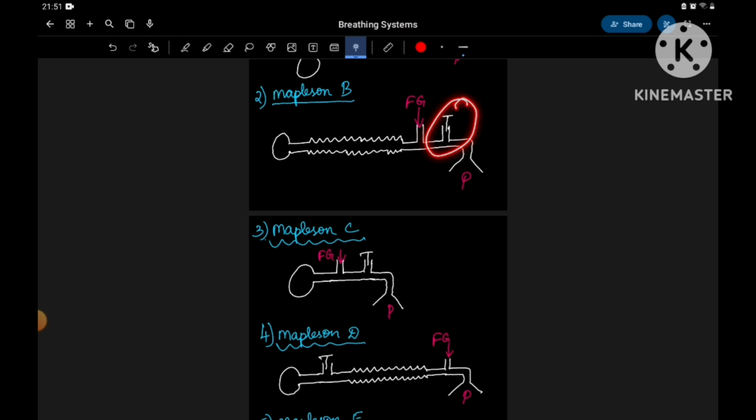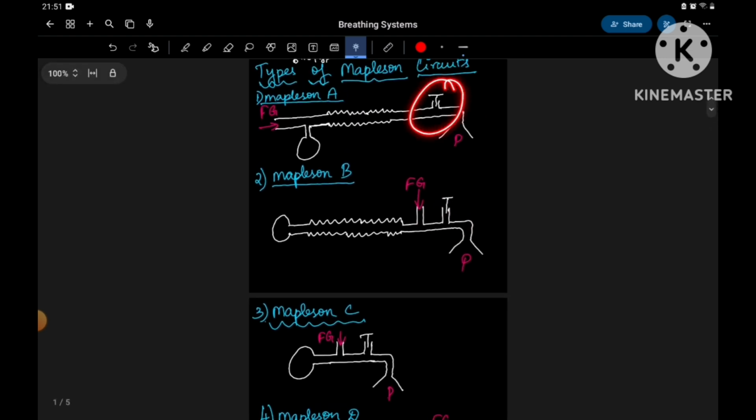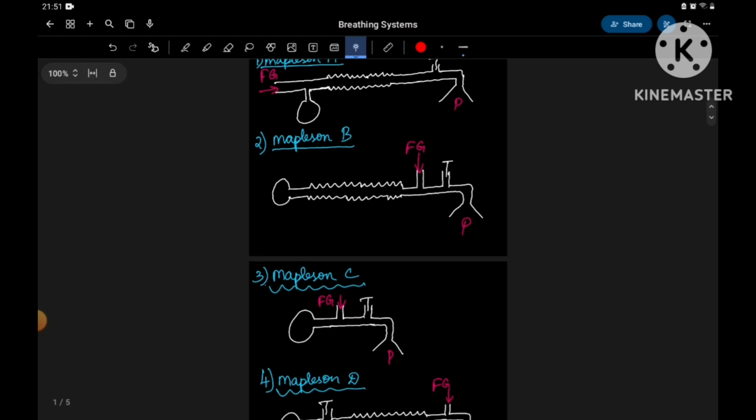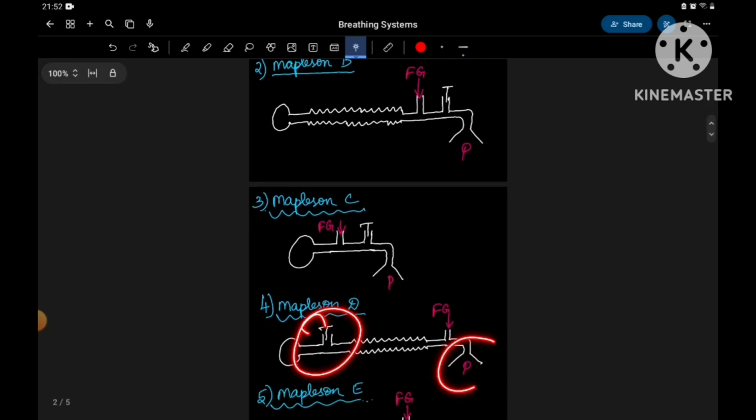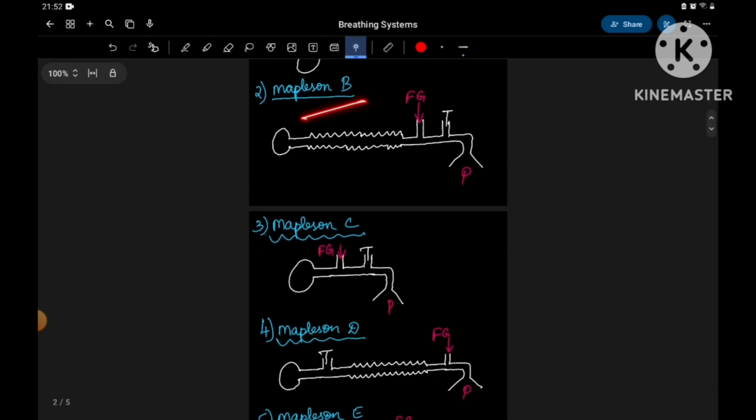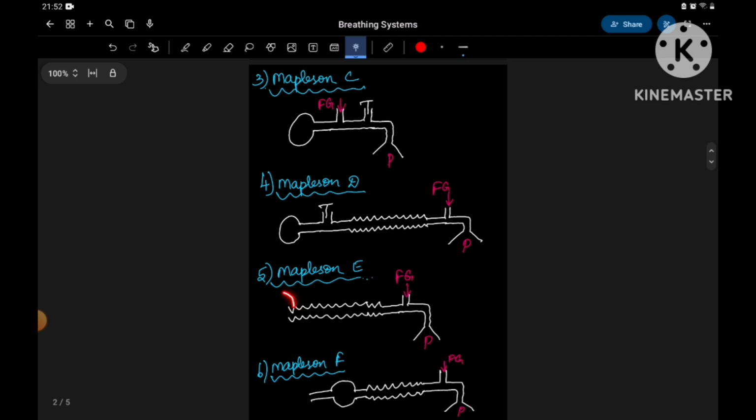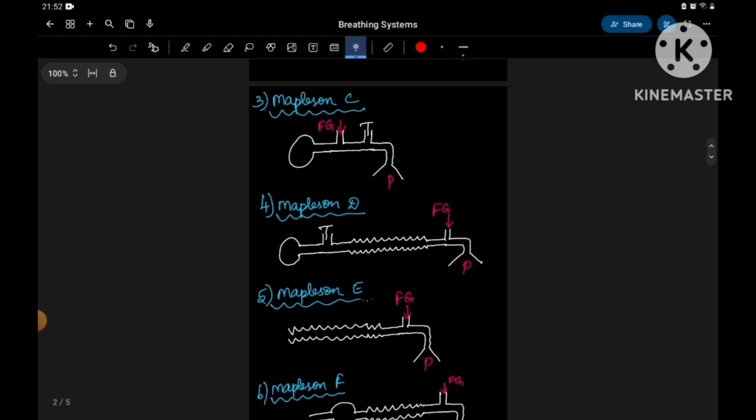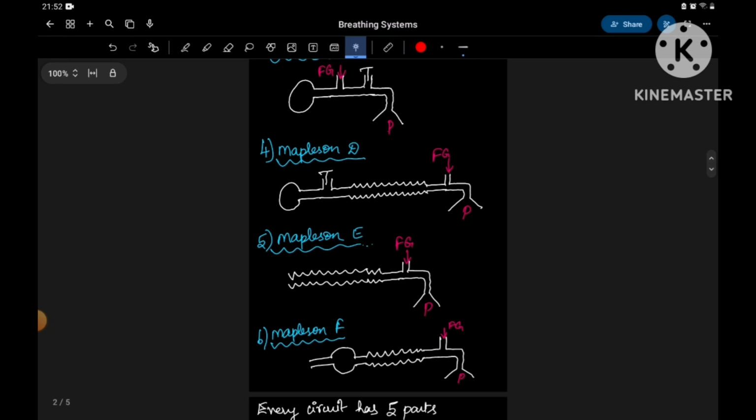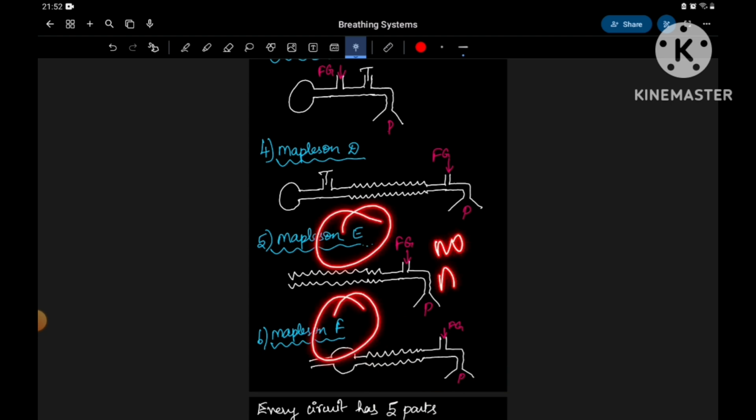See the APL valve. In A and B we saw that the APL valve is near to the patient end. But see here in D, it is far away from the patient end. That is the only difference from B. Mapleson D, there is only one difference: the APL valve is far away. Or else it's the same as Mapleson B, right? Next, Mapleson E, very easy. The only circuit which doesn't have a reservoir bag, that is Mapleson E. Next, Mapleson F, just add that reservoir bag and you can get F. And you know that in Mapleson E and F, there is no APL valve.